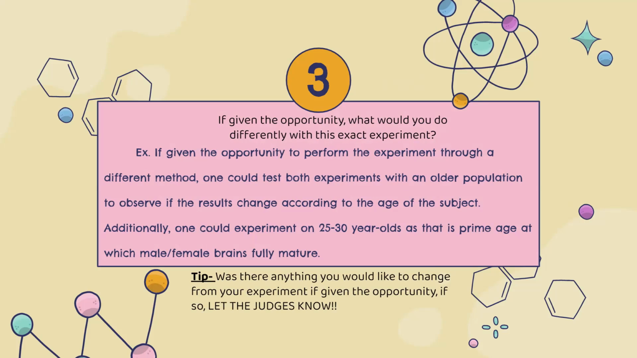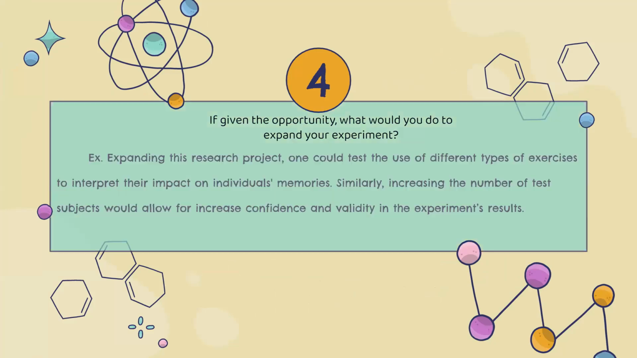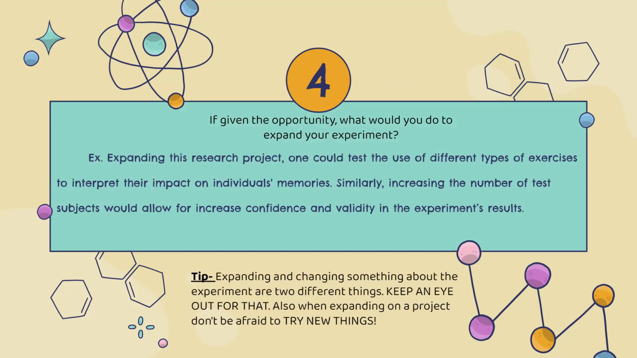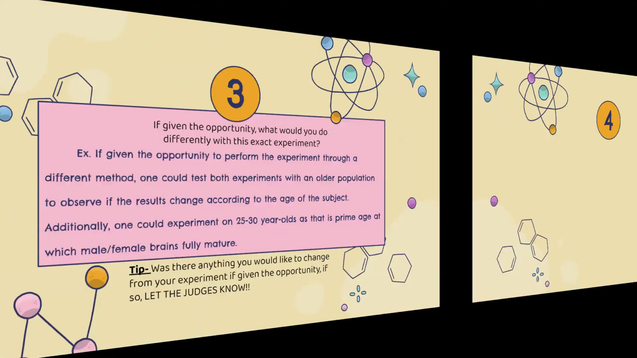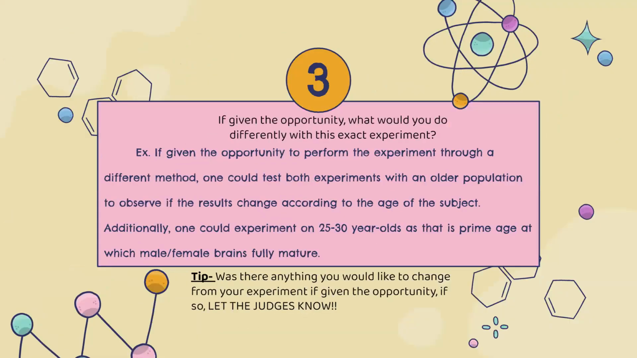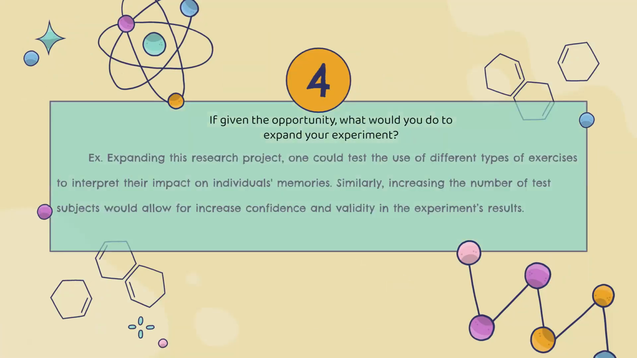And this is basically what you would make different, which is not the same as the next section, which is how you would expand your experiment. Expanding your experiment in this case, like the experimenter said, could be using more types of exercises or increasing the number of test subjects. Remember that expanding is making something bigger or adding things, while if we go back here, doing something differently is just changing them. So please note this is an important difference which you should not forget.